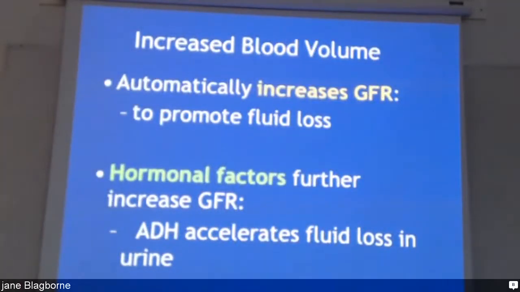Increased blood volume automatically increases the glomerular filtration rate and promotes fluid loss. Hormonal factors further increase the rate. ADH accelerates fluid loss in urine. ADH you might see again, I think I saw it somewhere, but I have to think about it. I think it's involved with something else, probably an electrolyte.